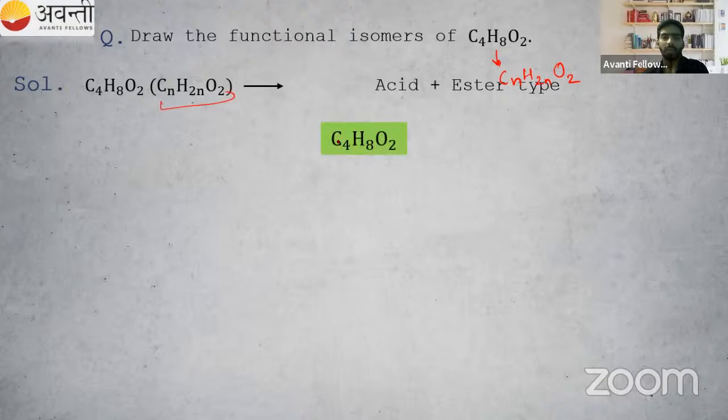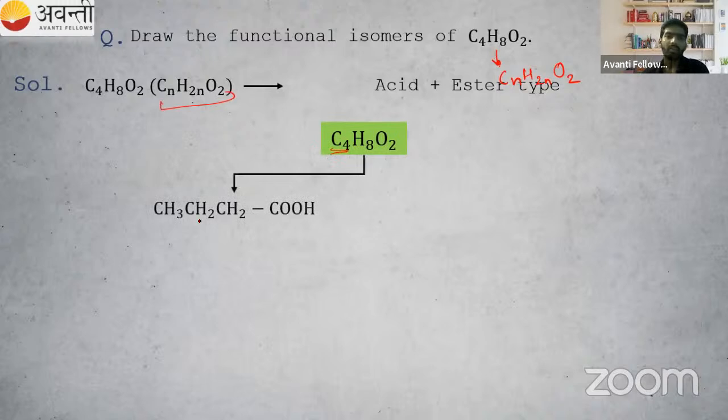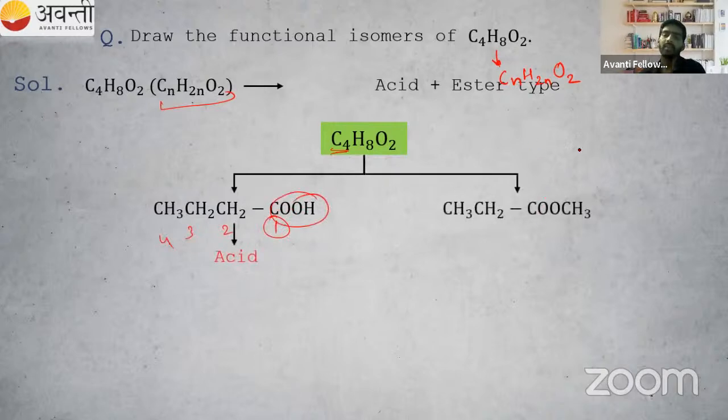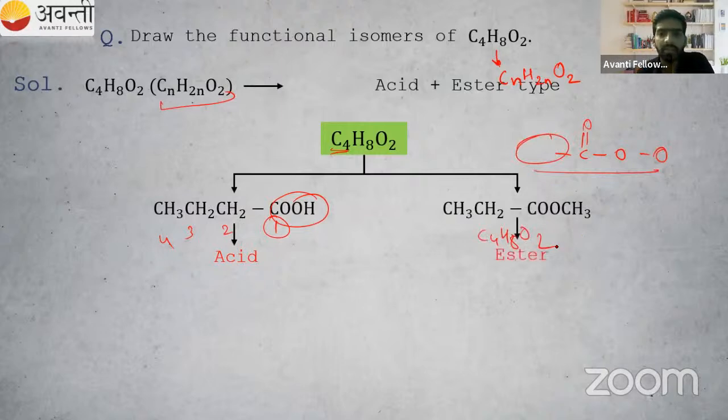C4H8O2 का सबसे पहले C4 है तुम्हारे पास, तो क्या बना लोगे? 4 कार्बन चेन, 1 2 3 4. फर्स्ट पे क्या आ जाएगा तुम्हारे पास? कार्बोक्सिलिक ग्रुप. देन ईस्टर है, ईस्टर में क्या आता है तुम्हारे पास? ईस्टर ग्रुप कैसा होता है? C डबल बॉन्ड O, ये तुम्हारे पास ईस्टर ग्रुप होता है, तो एक कार्बन यहाँ पर आ जाएगा और 2 कार्बन तुम्हारे पास यहाँ पर आ जाएंगे, तो टोटल कितना हो जाएगा तुम्हारे पास? C4H8O2। करेक्ट? समझ गए यहाँ तक?